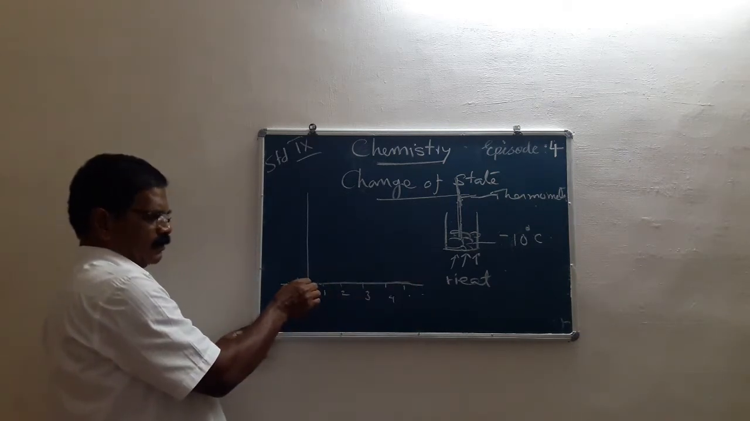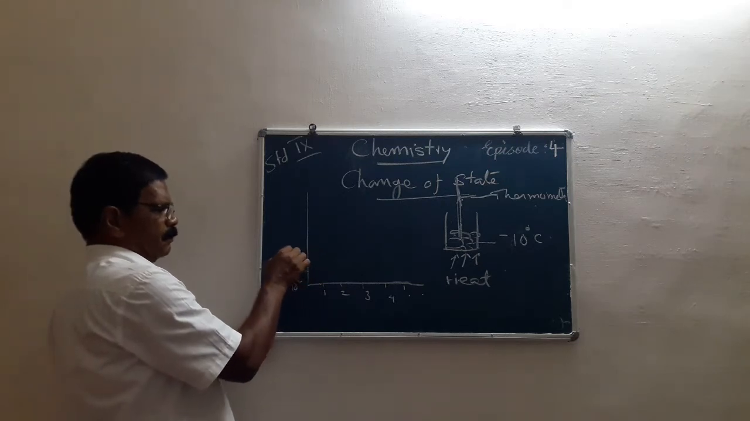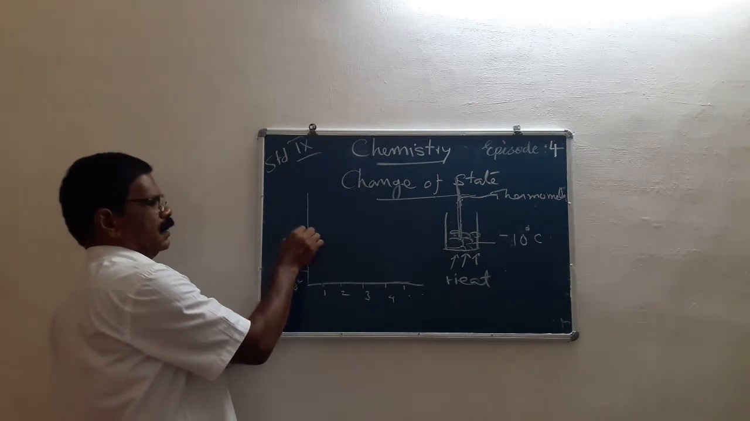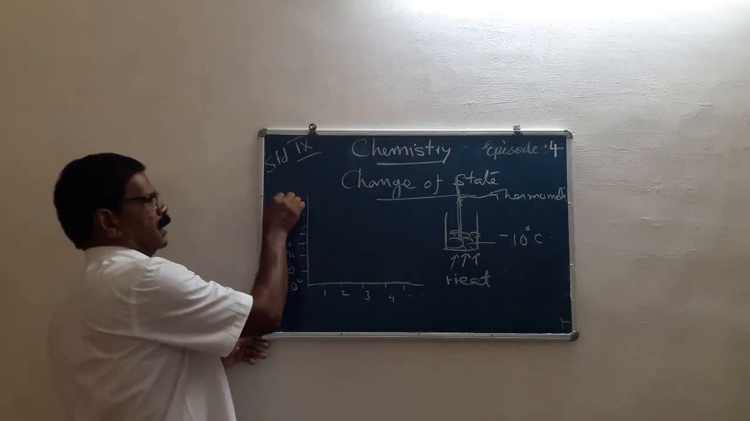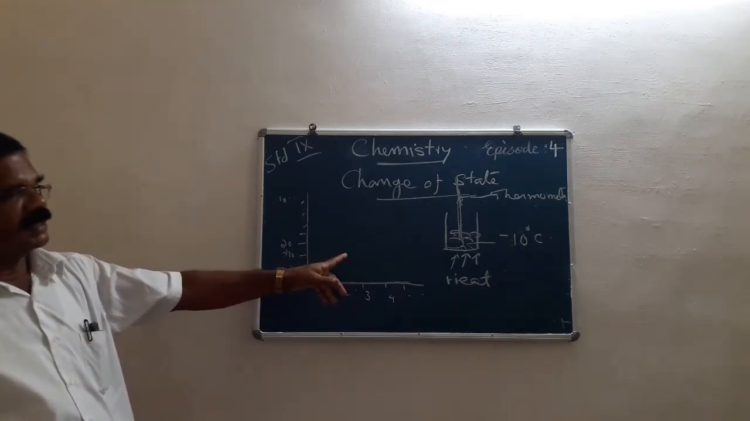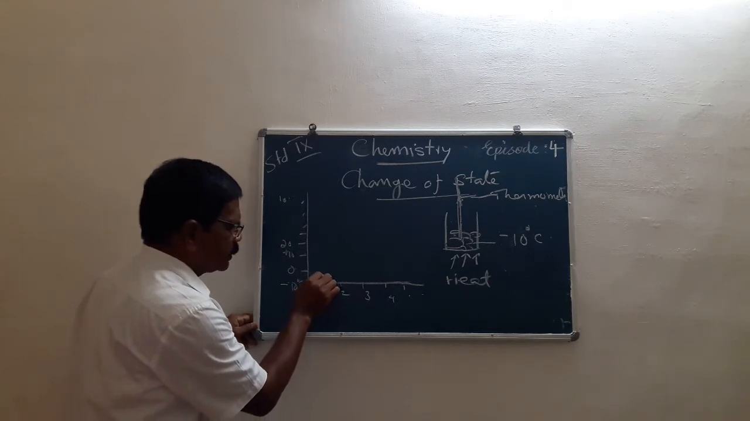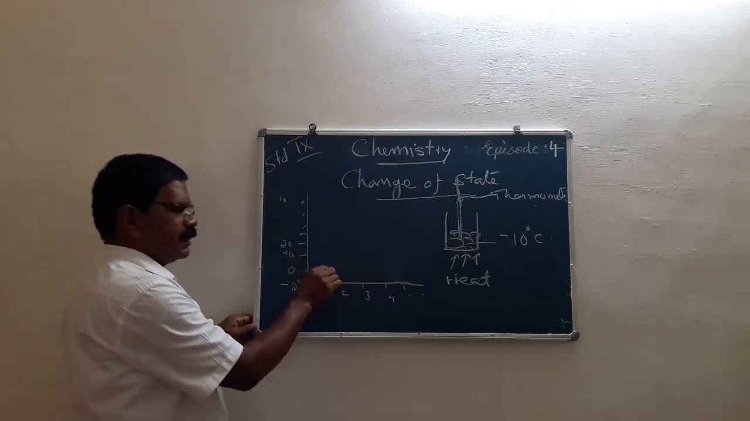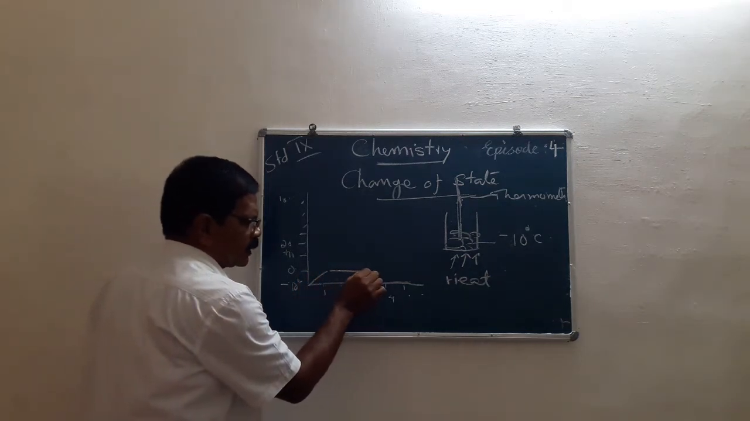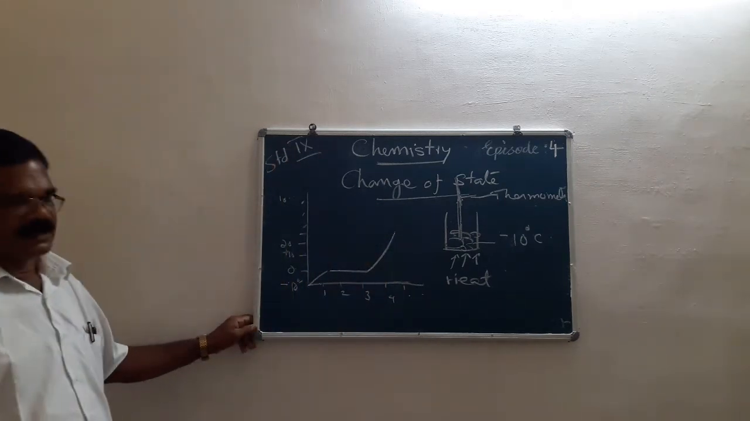Here the temperature is minus 10, 0, plus 10, then 20 and up to 100. Please note that as the ice is heated, the ice melts, and it melts and melts, and at 0 degrees centigrade it reaches a point. Then there is no change for a long time. Then it rises again.